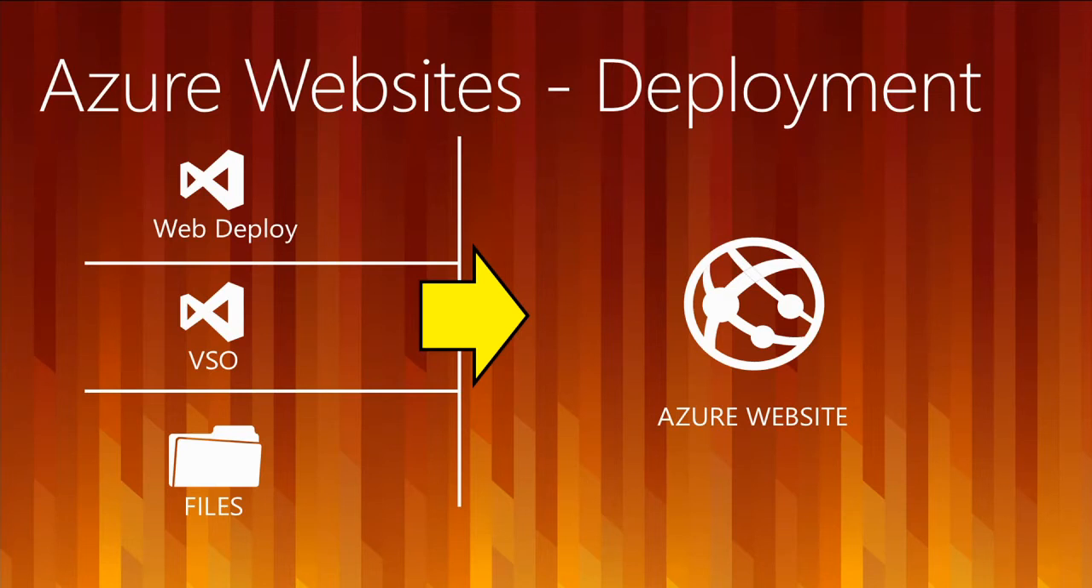And then on the file side, it's basic file management. So we can actually do an FTP build too. So if we have an FTP endpoint that's established when we have our Azure website, we can also use that to target it.